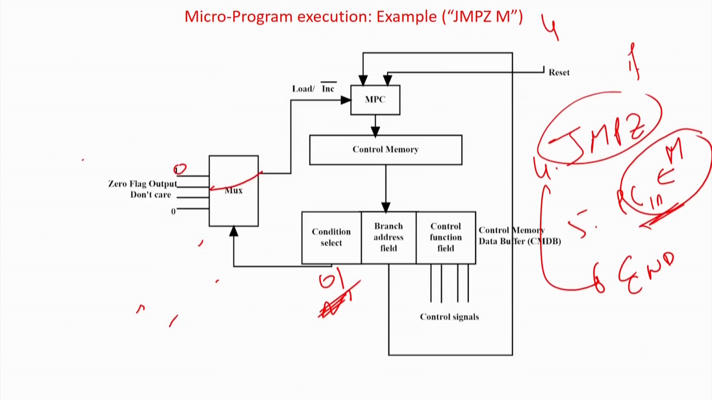That means there will be a jump if the 0 flag is not set. So in this case, if the 0 flag is not set, then you have to have a jump. In fact, that is why you have to make it a 0 flag output bar. That is, the 0 flag output inversion will have to be connected over here.